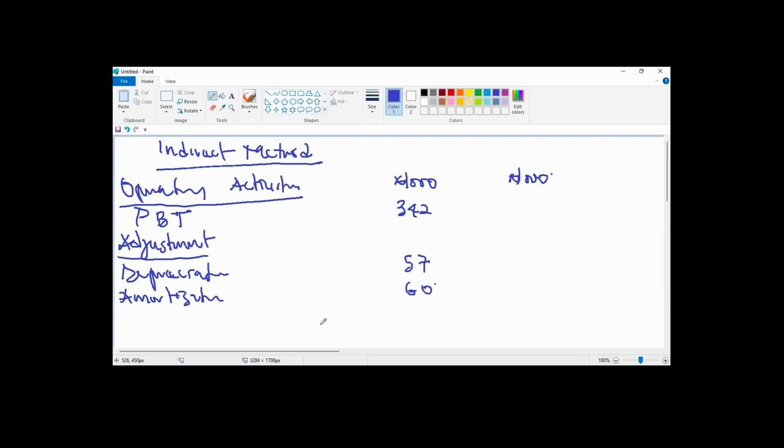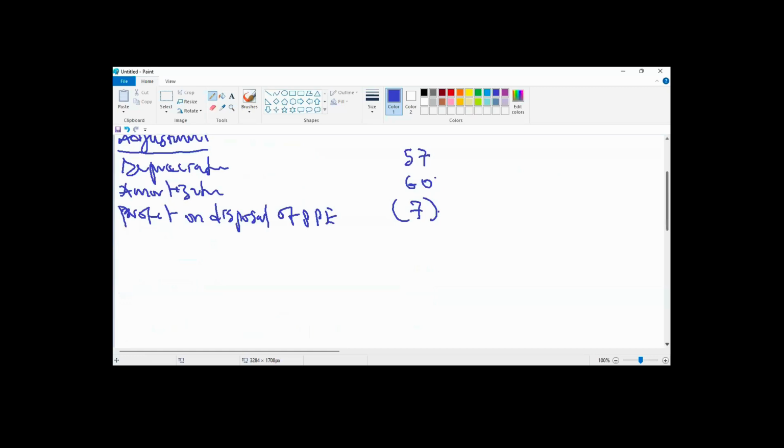Next, finance. Information on disposal: profits on disposal of PPE, 7. Then I will go to working capital, wrong classification. What is the wrong classification? Finance costs. Opposite of the question, 15.